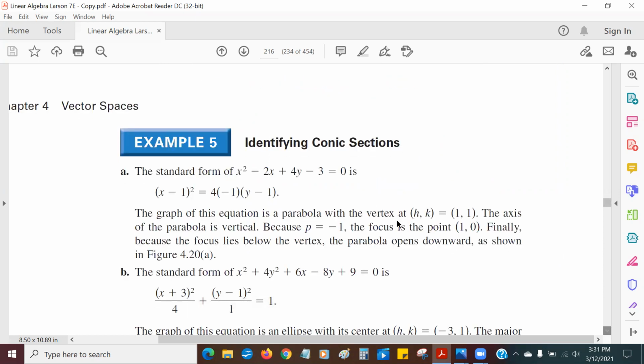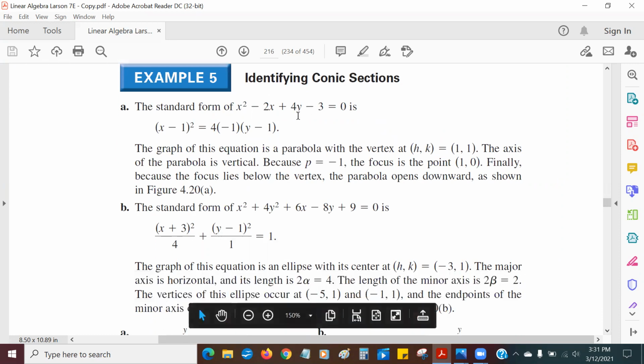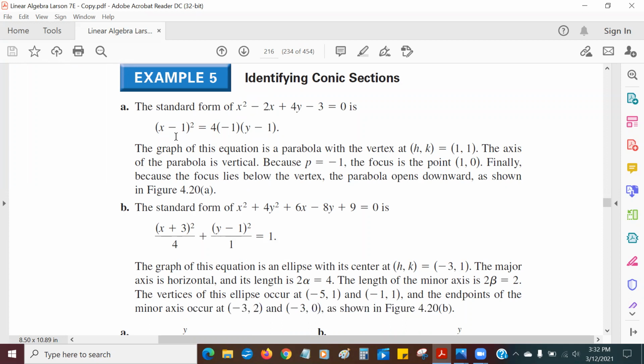Here we have some basics. If you have a y and you have an x squared, you could rewrite this as x minus 1 squared equals 4 times negative 1 times y minus 1. Negative 1 is p, and since p is negative, it means it's going to go downward. So the vertex is 1, 1, and p is straight down 1 from there, which means the focus point is going to be 1, 0, because you're just going down 1.